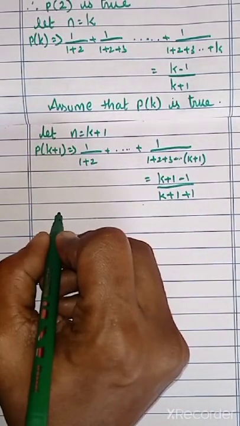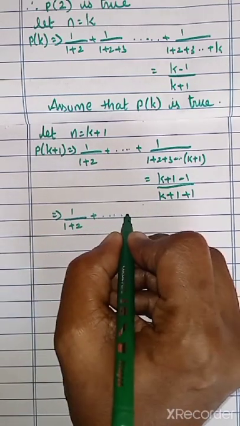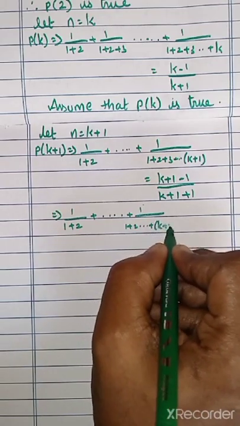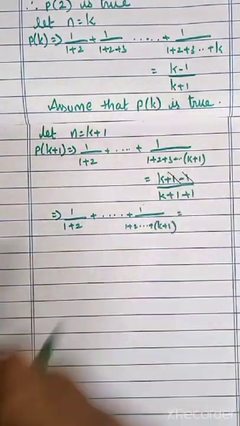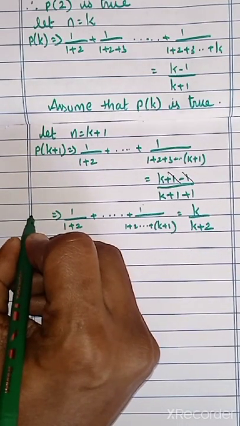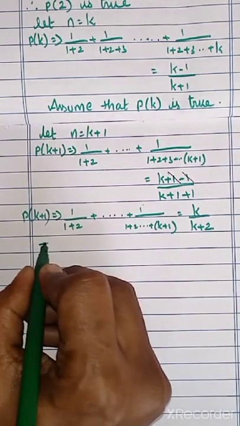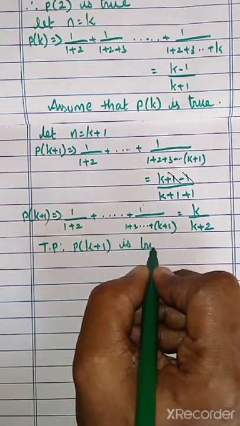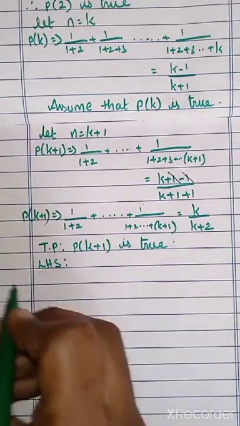So if you simplify this, you will get 1 by 1 plus 2, etc., up to 1 by 1 plus 2 plus etc. up to k plus 1 equal to this, where plus 1 minus 1 will get cancelled. So k by k plus 2. This is your P of k plus 1. Correct? Now we have to prove P of k plus 1 is true. For that, what do we have to take? We have to take the left hand side. Now, what is your left hand side?